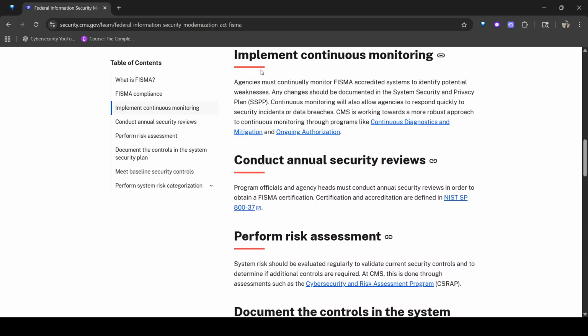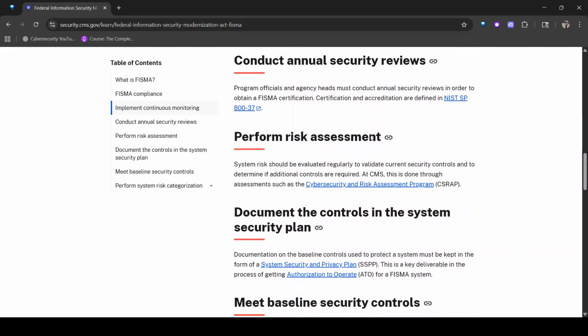Anyways, implement continuous monitoring. Agencies must continuously monitor FISMA-accredited systems to identify potential weaknesses. Any changes should be documented in the System Security and Privacy Plan, SSPP. Continuous monitoring will also allow agencies to respond quickly to security incidents or data breaches. CMS is working towards a more robust approach to continuous monitoring through programs like continuous diagnostics and mitigation and ongoing authorization.